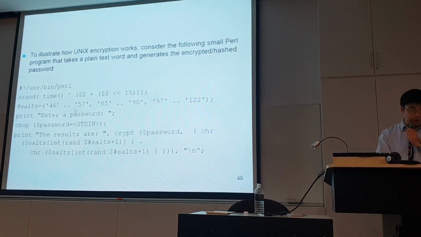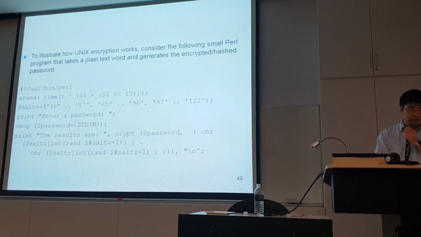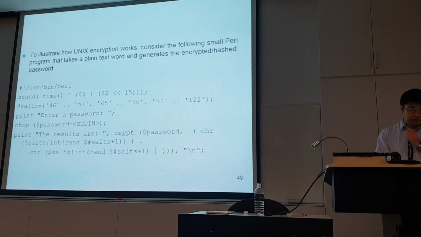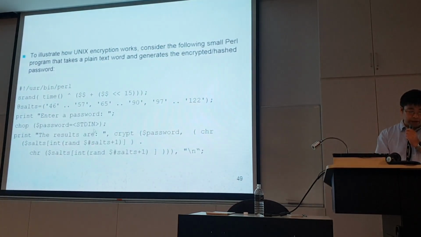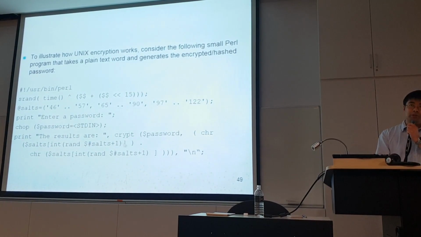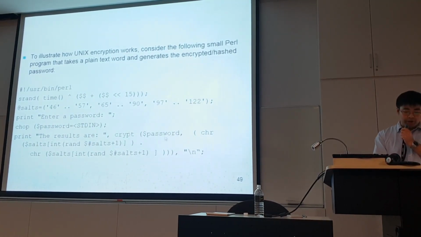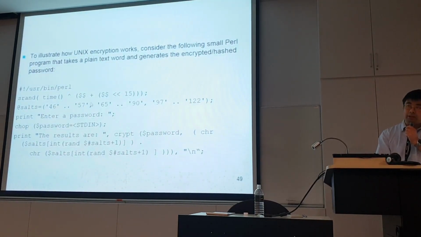Here we can use a Perl script to do this salting and hashing. In this case, we can create an array of salts. This is an array of random salts. You ask the user to give a password to hash. This is from standard input. Then you run this script. This is the Unix hash function. It will hash the password concatenated with two random strings chosen from this salt array.